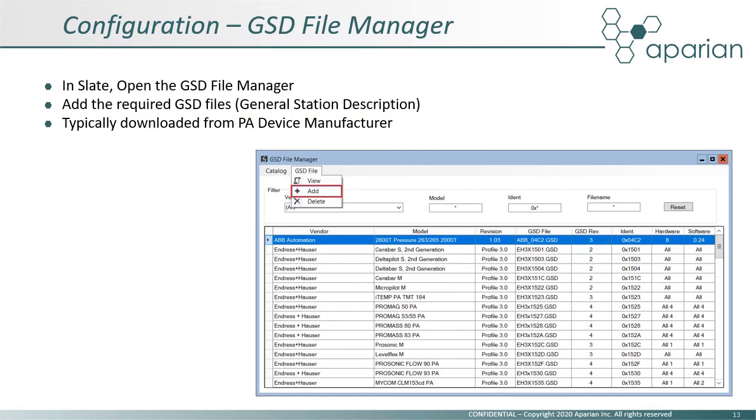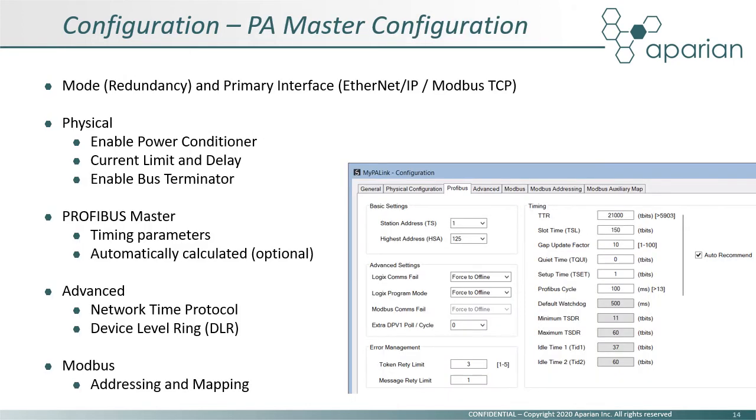As with all Aparian modules, the PA-Link is configured using the Aparian Slate configuration software, which can be downloaded free of charge from the Aparian website. The first step is to register the required GSD files using the GSD file manager. These files are provided by the PA device manufacturer. Once you have added a PA-Link module to the Slate project, you can configure the PA master. Firstly, configure the mode, redundant or standalone, and the primary interface, EtherNetIP or Modbus TCP.